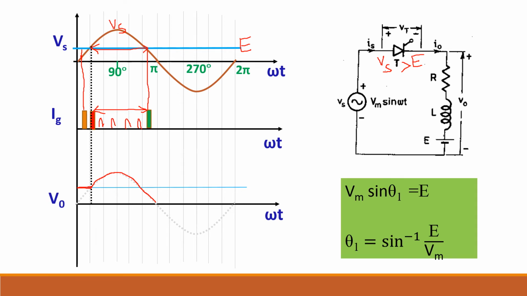And the minimum value of alpha you can give can be found from this equation, that is Vs is equal to E. At this junction point you have to find what the alpha value is. So Vm sin theta 1 equals E. From this you can find theta 1. Suppose this value is around 30 degrees. Always make your alpha greater than 30 degrees so that the SCR will conduct.